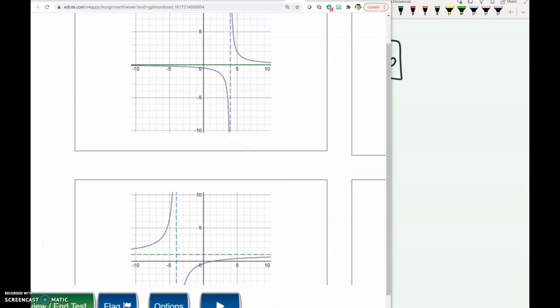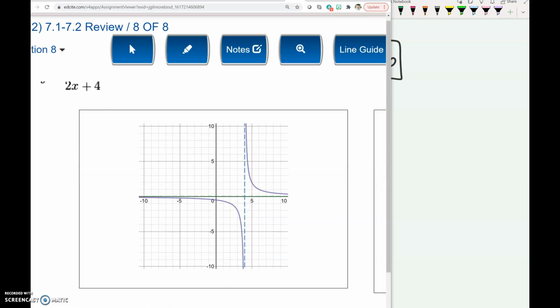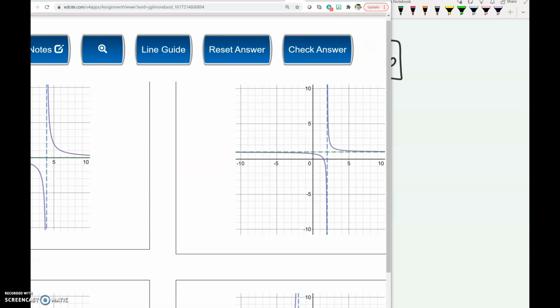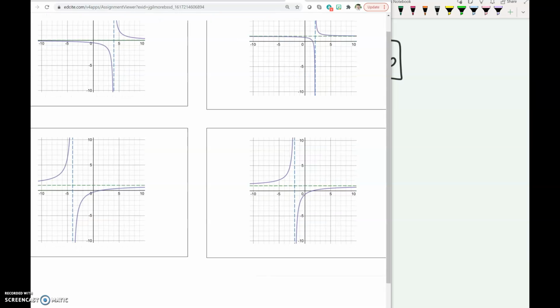The next one is a type 2, and the denominator is a little bit funky, 2x plus 4. So you have to do 2x plus 4 equals 0, subtract 4 on both sides, divide by 2. Our vertical asymptote should be at -2. So definitely not that first one, not that one. Look at these bottom two. They both have negative vertical asymptotes. One of them is at -4, the other is at -2. So you need to know that it's supposed to be at -2. That's going to be your correct answer. On this one, you actually don't even have to find the horizontal asymptote to get the correct answer.